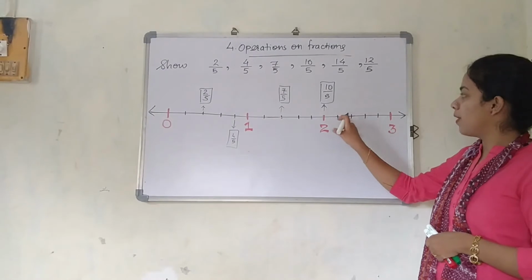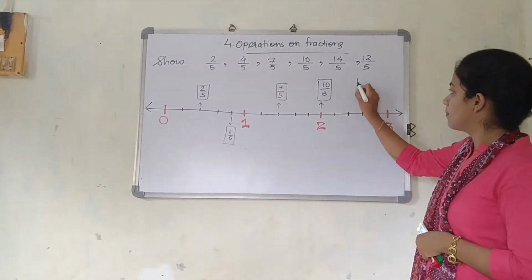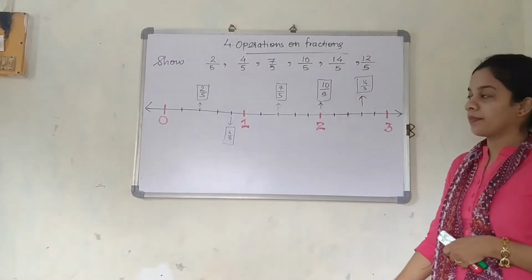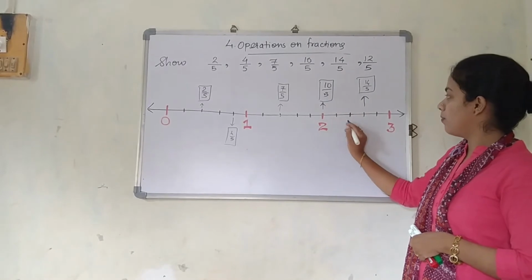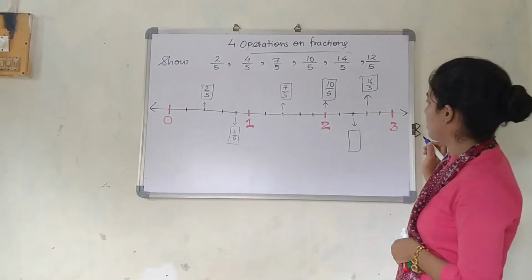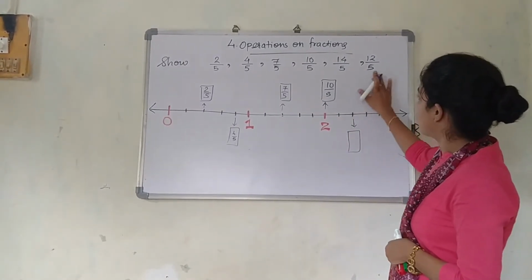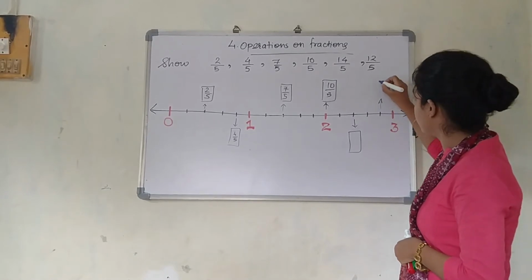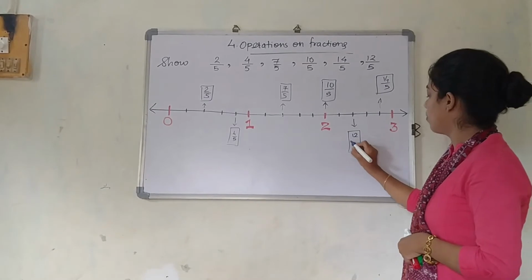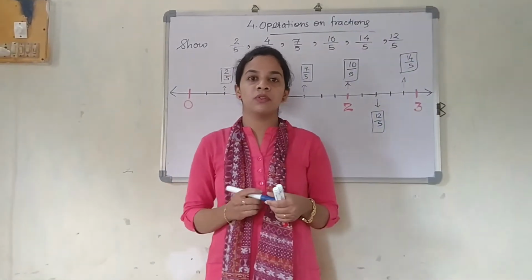If this is 10 upon 5, then 11 upon 5, 12 upon 5 and so on up to 14 upon 5, and 12 upon 5. 10 upon 5, 11 upon 5 and this will be your 12 upon 5. Wait, 1 second. 11, 12, 13, sorry. There it was not 14, here will be 14. And this will be your 12 upon 5. Okay, so I hope you have understood how to show the numbers on the number line.